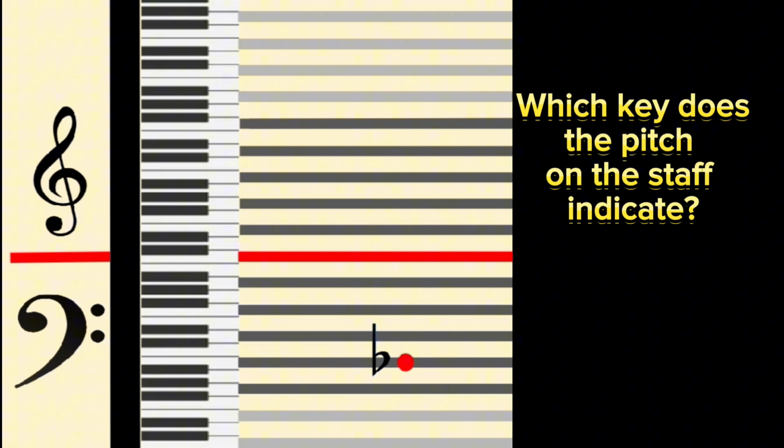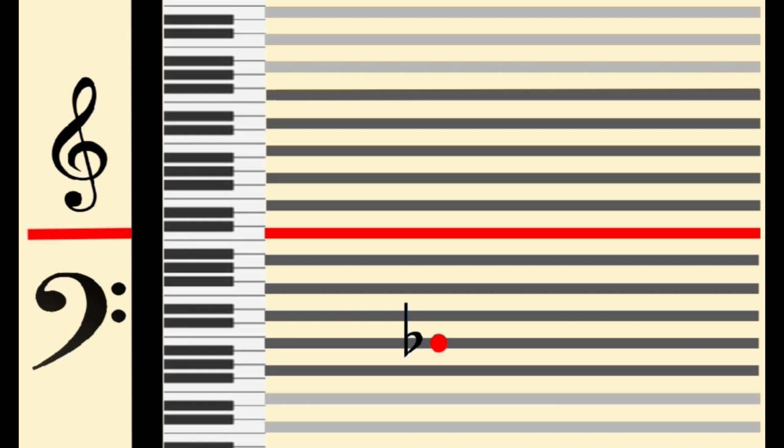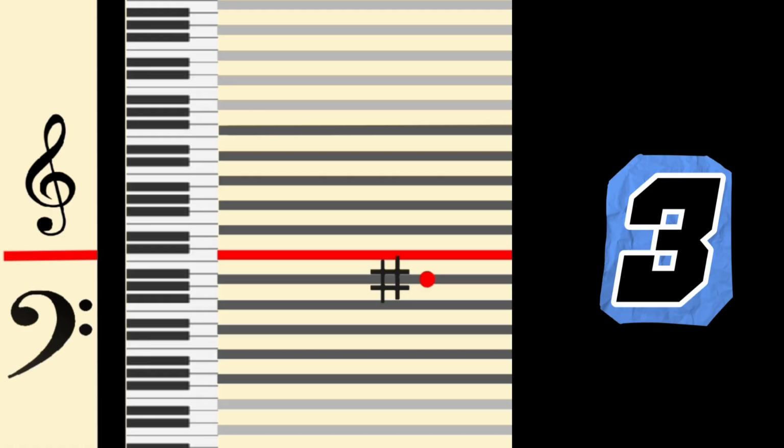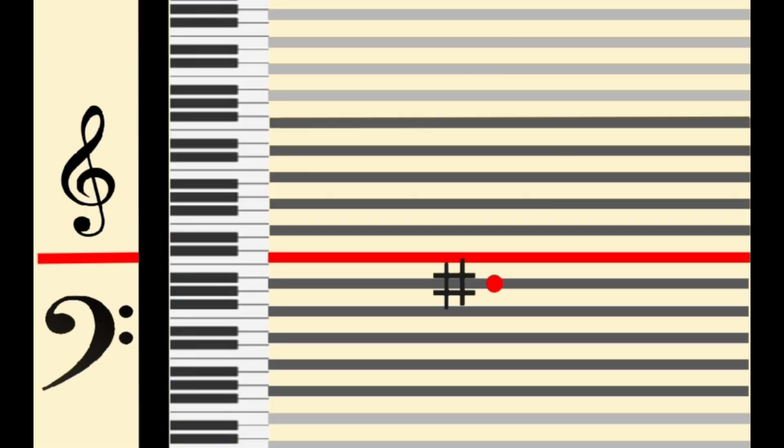Which key does the pitch on the staff indicate? Since this note is flat, we're going to go down one semitone. Which key does the pitch on the staff indicate? Since the note is sharp, we're going to go up one semitone.